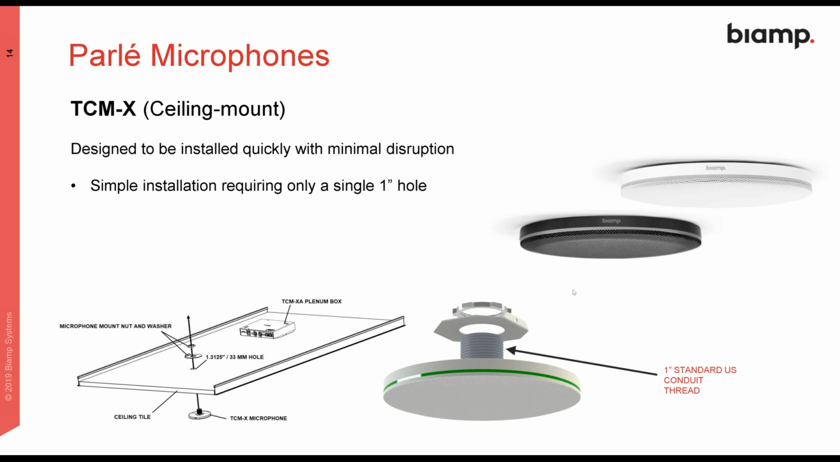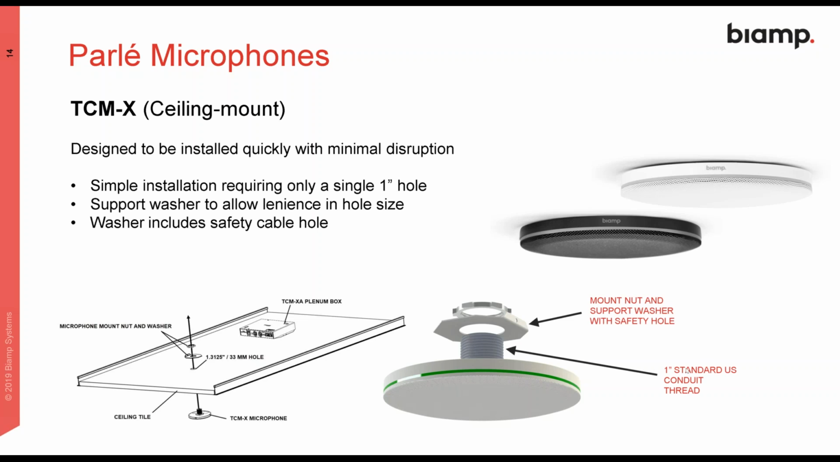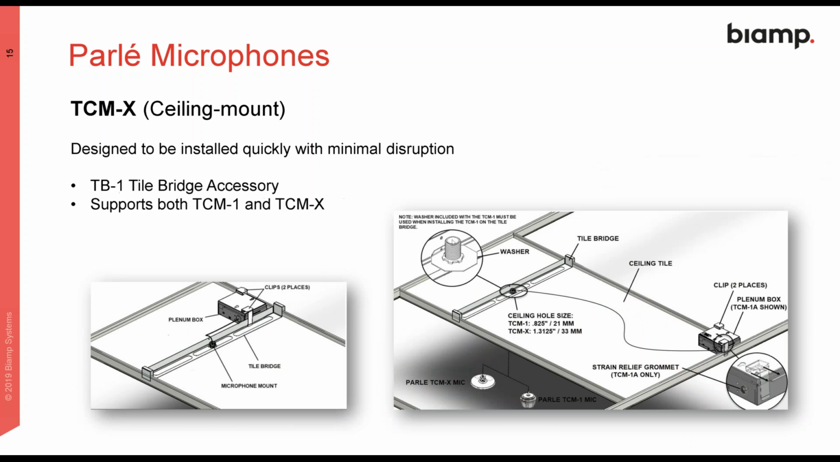So it's a 1-inch standard US conduit thread. There is optionally a tile bridge accessory that you can order, and that's to secure it in the ceiling. The boxes are plenum rated, so you're good in case of fire. You're covered. You can put them in the ceiling.